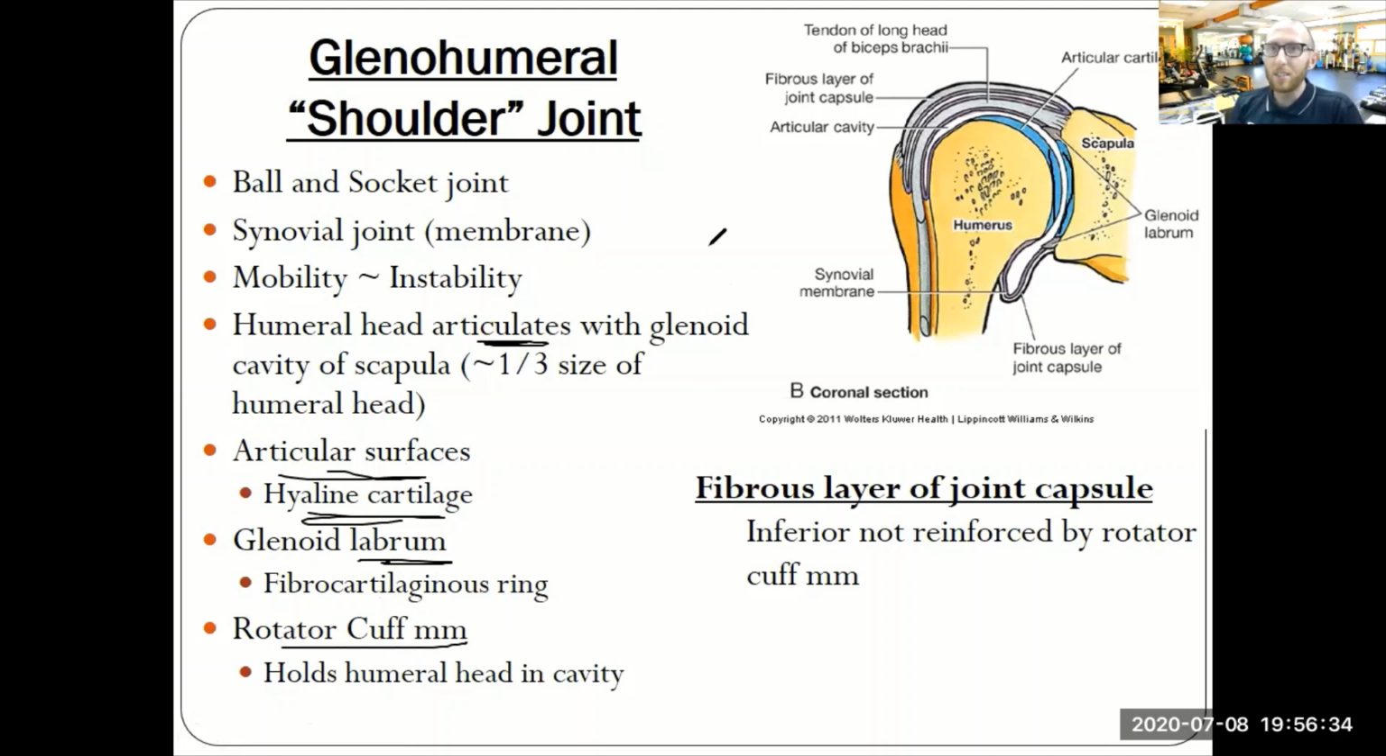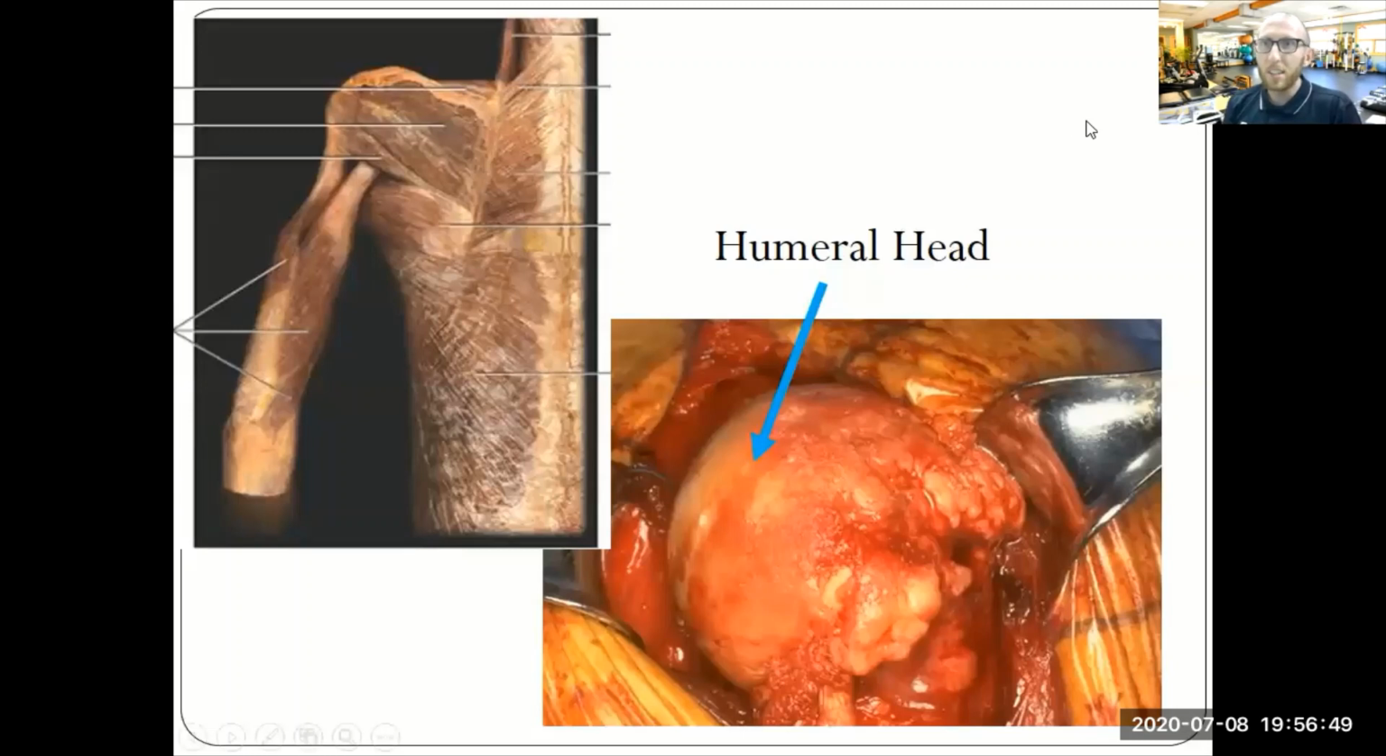Let's give you some cadaver human body donor pictures and surgical pictures here. This is the humeral head being performed a surgical procedure on during surgery. Over here we can see the entire shoulder back region with a lot of different muscles. You will see tons of muscles in pictures like this throughout this PowerPoint.